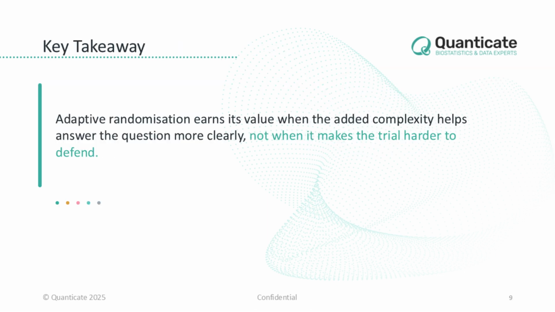So, adaptive randomization earns its value when the added complexity helps answer the question more clearly, not when it makes the trial harder to defend.